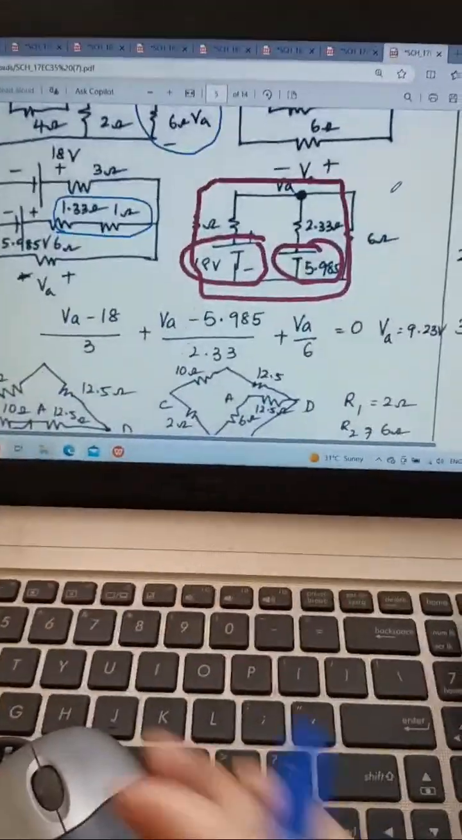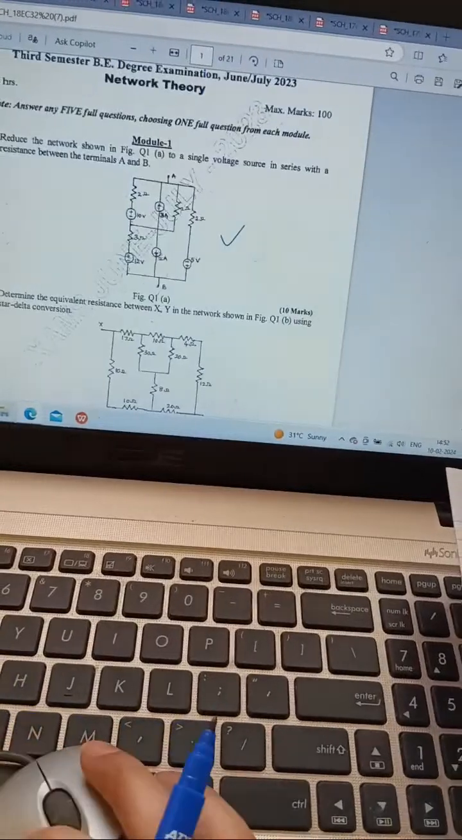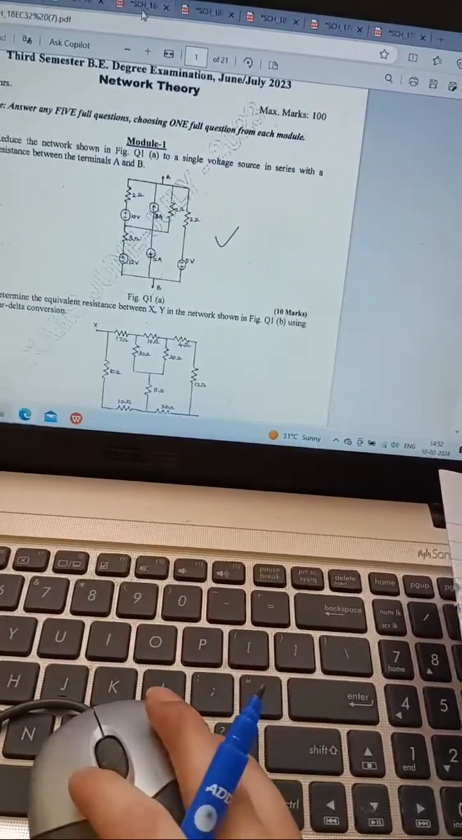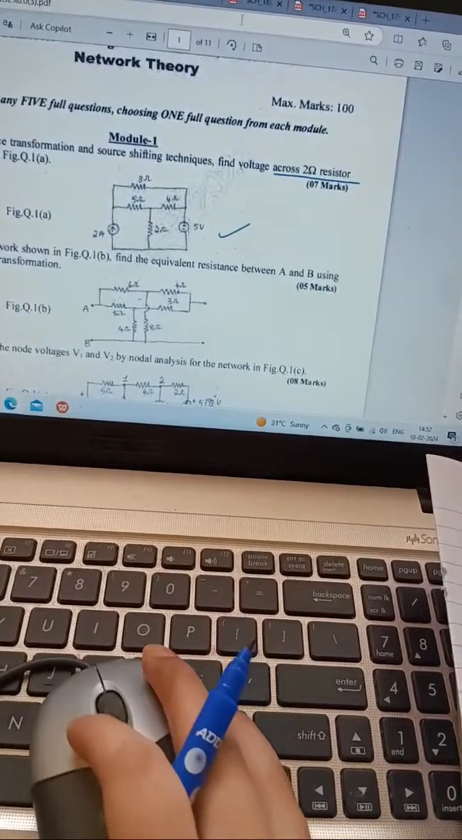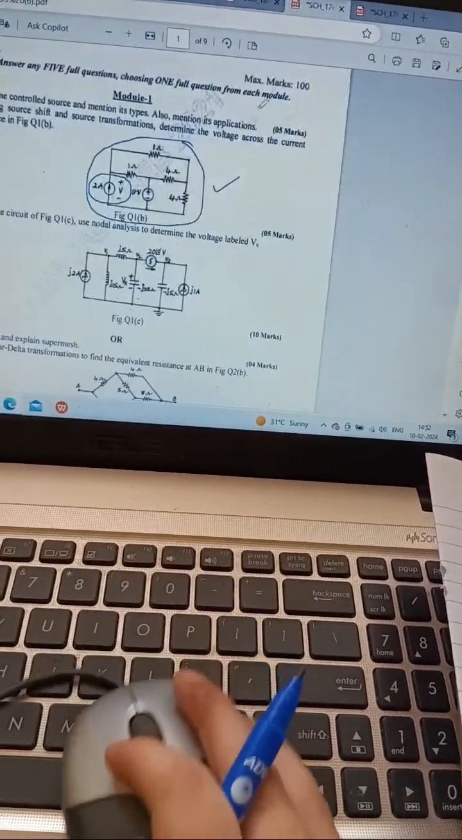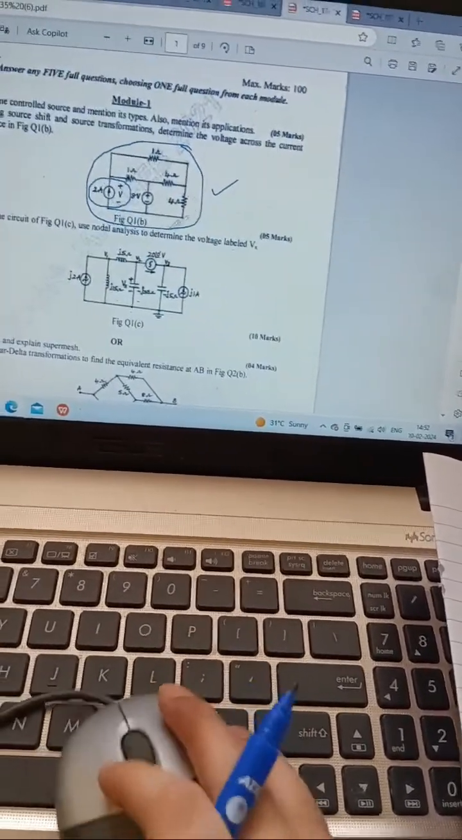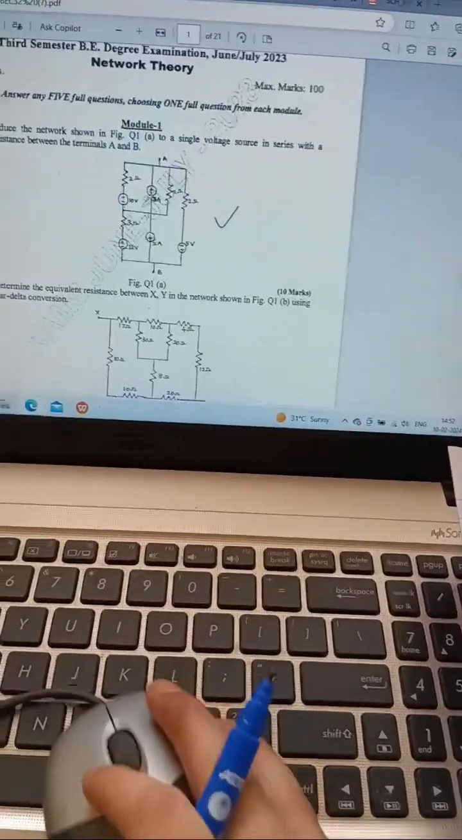And these are the particular questions we are going to discuss today. I have told you in the evening, this particular question and this particular question, this one we are going to discuss in today's session. And I hope you understood.